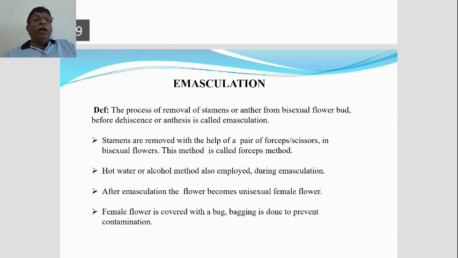See, during emasculation in a bisexual flower, the stamens are removed. Now, after emasculation, the flower becomes a unisexual female flower because the flower consists of only the pistil. Stamens are not there. Next, the female flower is covered with a bag. That is what we call bagging. It is done to prevent contamination. So that's all about emasculation. In brief, the removal of stamens is emasculation. Next, you shall see the second step, bagging.